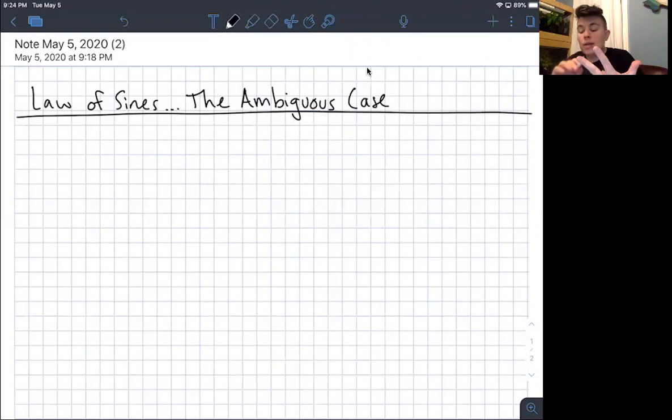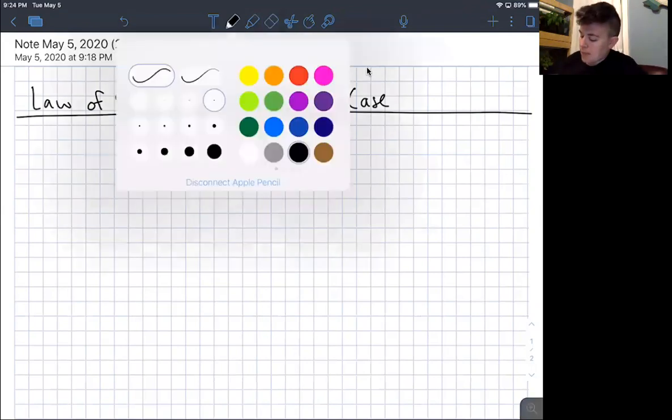So for the law of sines, you would use it in three cases. If you were given a side and then two angles, if you were given two angles with the side between them, or if you were given an angle and two sides, and that's where the ambiguous case comes in.